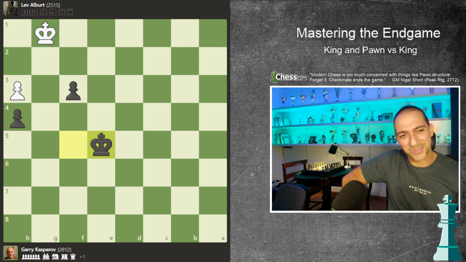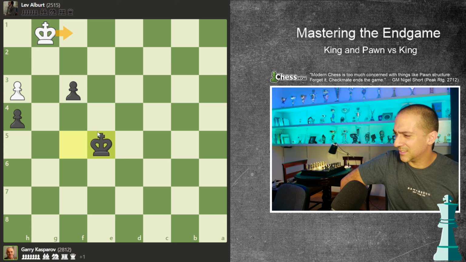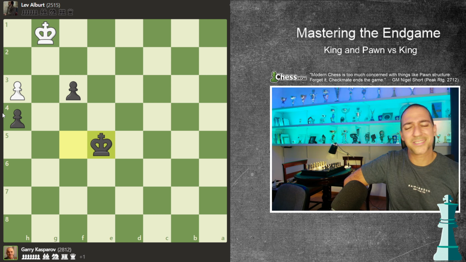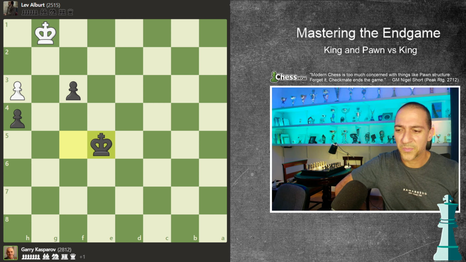Beautiful, beautiful, because now this doesn't exist, and if he plays that, I can play this move, like that. So a very, very instructive game. So this is the first example I have for you related to the square rule and opposition, of course.